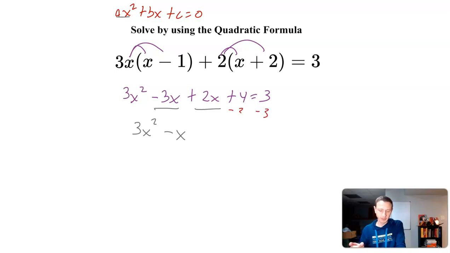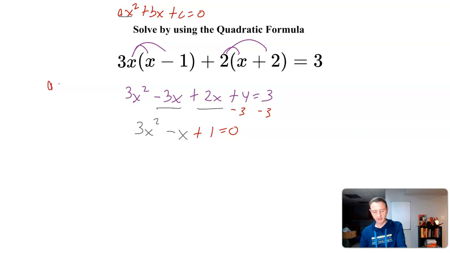So let's get this 3 over to this side, so that way we start to get in that position that we want, that ax squared plus bx plus c. So I subtract 3. I'm going to get 4 minus 3 is 1 equal to 0. And look at that. Now I can use the quadratic formula where my a term is going to be 3, my b term is going to be negative 1, and my c term is going to be positive 1.